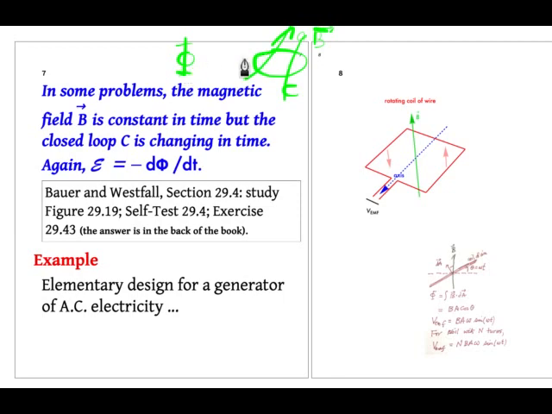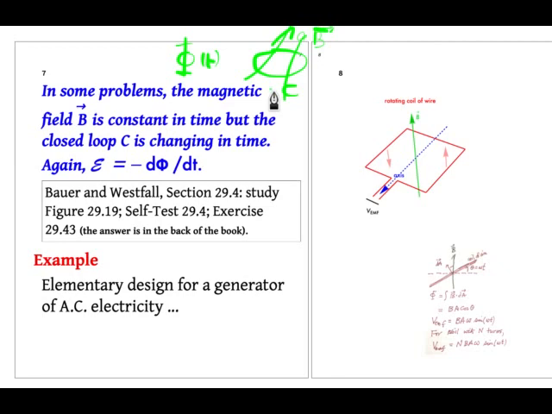Well, that could happen in two different ways. That could happen because the magnetic field is changing in time, but the loop is constant in space. So then the amount of field flowing through that loop would be a function of time. But there's another way that phi could depend on time. You could have a constant field and a moving closed curve.